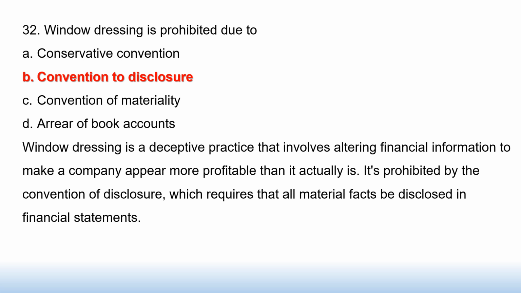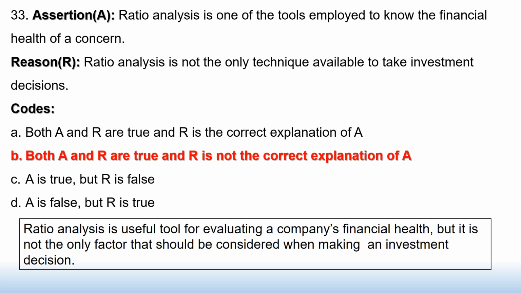Window dressing is prohibited due to option A, conservative convention, B, convention of disclosure, C, convention of materiality, D, arrear of book accounts. Answer option B, convention of disclosure. Window dressing is a deceptive practice that involves altering financial information to make a company appear more profitable than it actually is. It's prohibited by the convention of disclosure, which requires that all material facts be disclosed in financial statements.